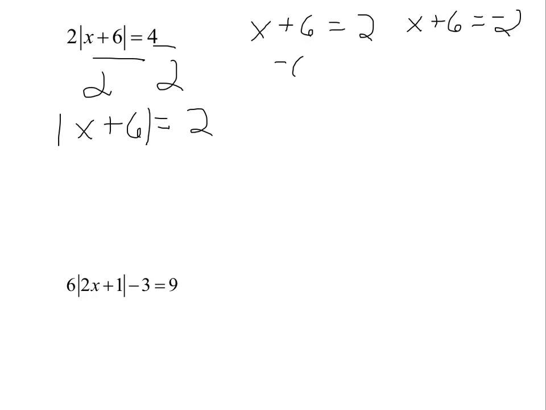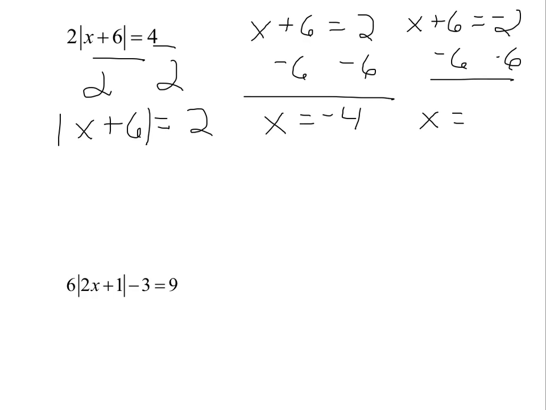To solve those, I'll subtract 6 from each side. X equals negative 4. And now I subtract 6 from each side here. And I get x equals negative 8. Let's see if those work. Negative 4 plus 6, that's positive 2. The absolute value of 2 is 2, and 2 times 2 is 4. With negative 8, negative 8 plus 6 is negative 2. The absolute value of negative 2 is positive 2, and once again, 2 times 2 is 4.